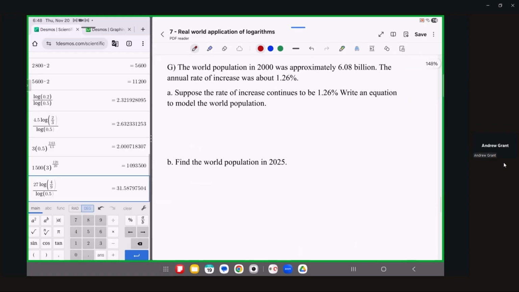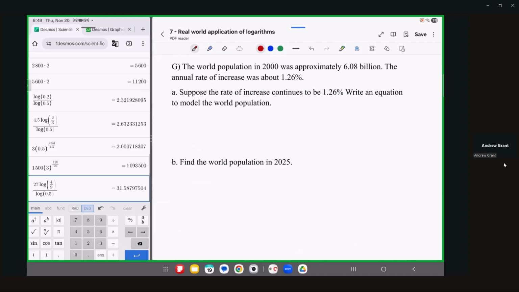Letter G. The world population in the year 2000 was approximately 6.08 billion. The annual rate of increase is about 1.26%. Suppose the rate of increase continues to be 1.26%. Write an equation to model the population.